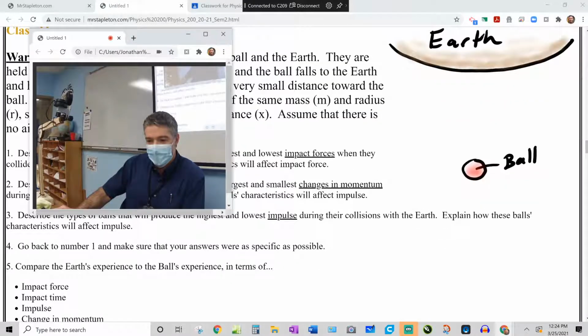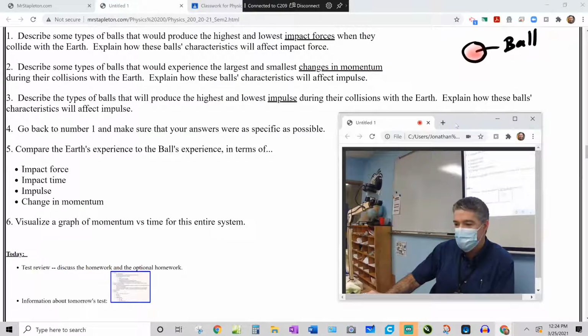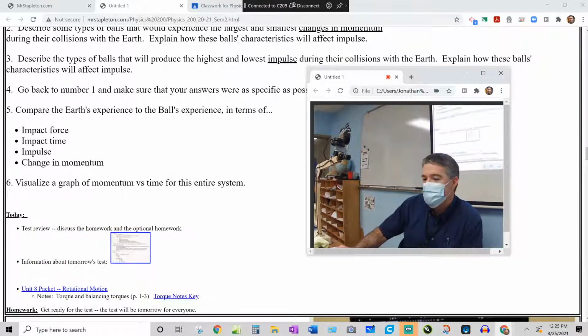Number 5, compare the Earth's experience to the ball's experience in terms of impact force, impact time, impulse, and change in momentum. Meaning, for example, which one experiences a greater impact force? Or which one experiences less impact time, or a stronger impulse, or a greater change in momentum? How about impact force? Which one gets hit harder, the ball or the Earth?